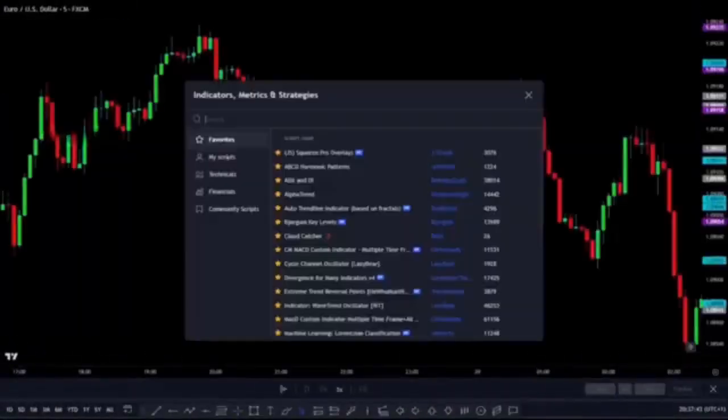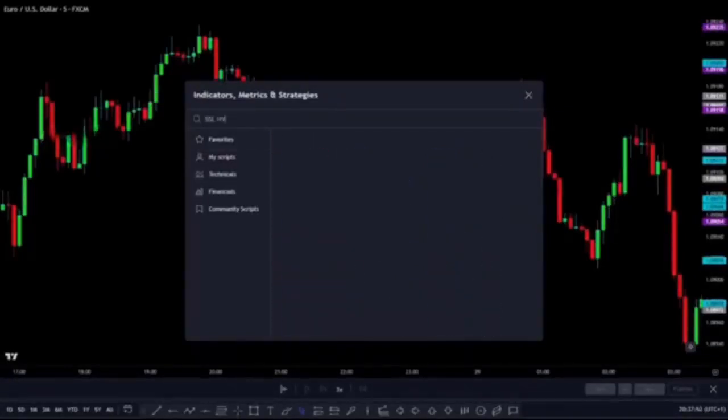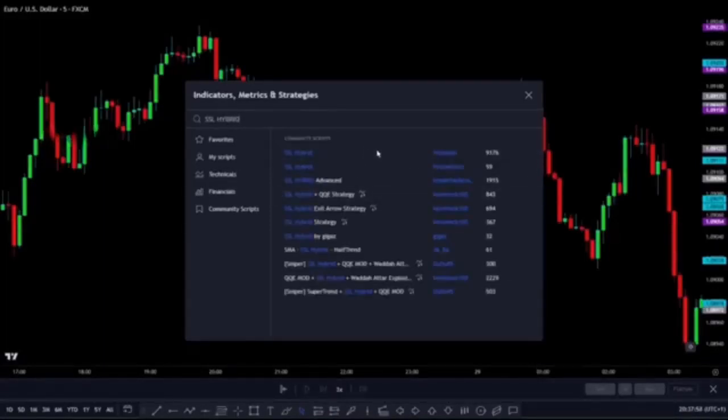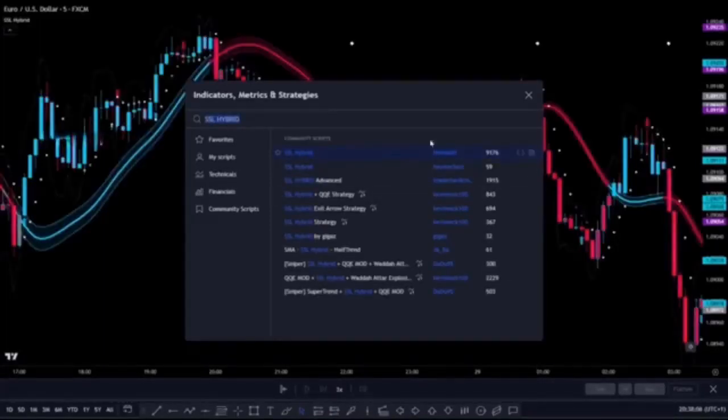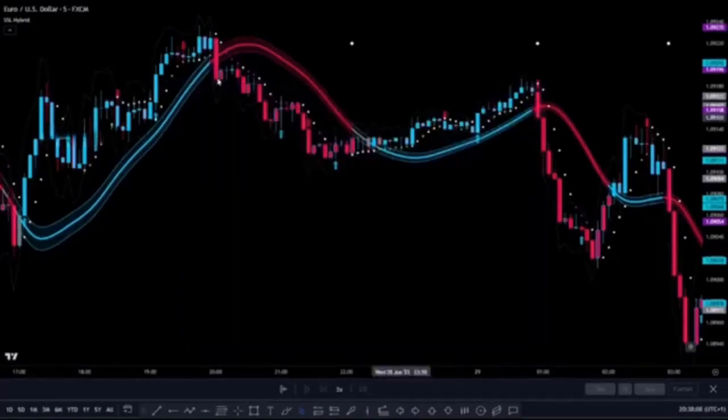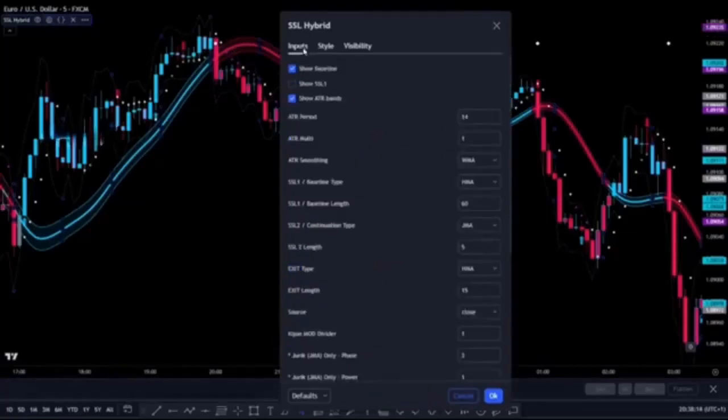Alright, everyone, let's talk about this strategy that uses two indicators. First, we'll add the SSL hybrid indicator to our chart. You can see it right here. But before we get started, we need to adjust its settings a bit. To do that, just click here. On the Inputs tab, change the baseline type to EMA and set the baseline length to 30.